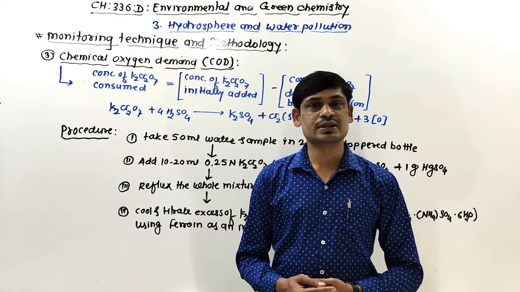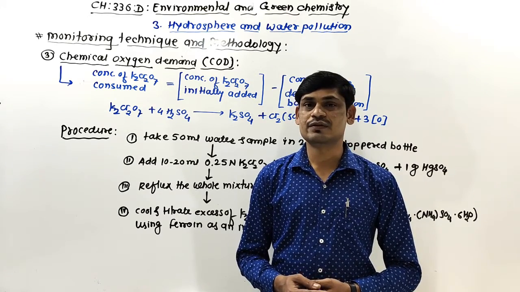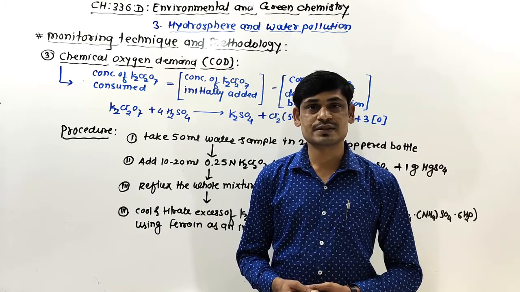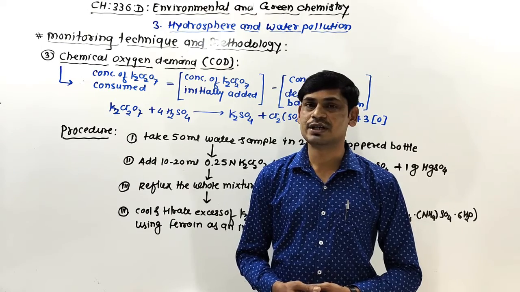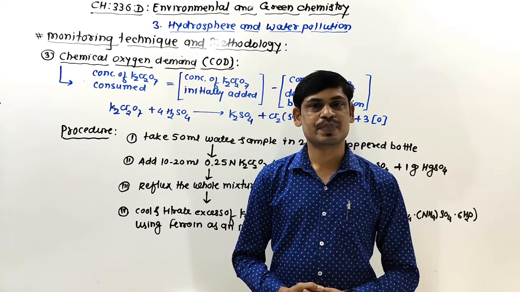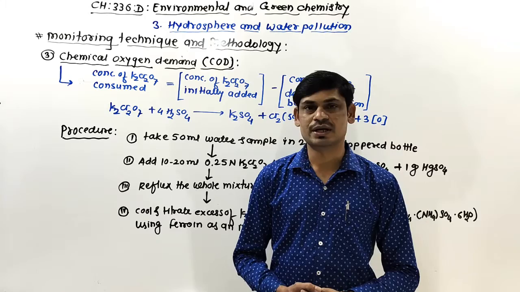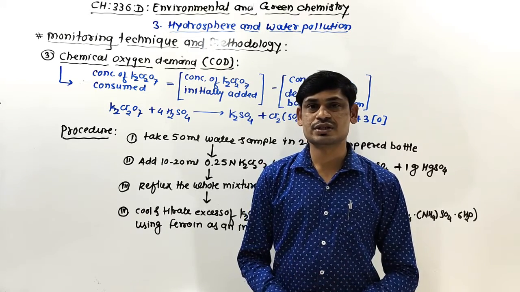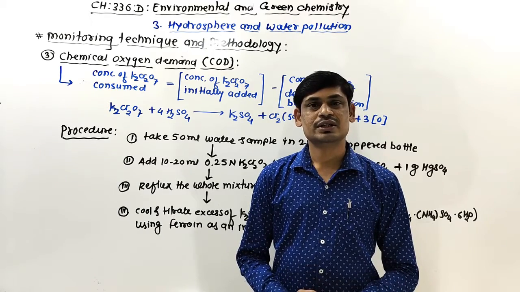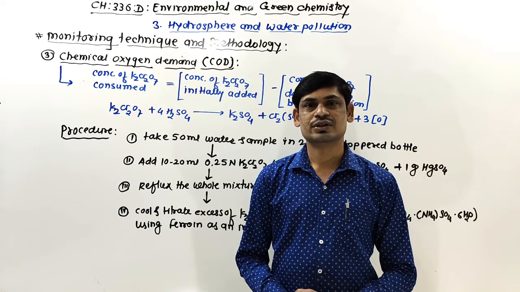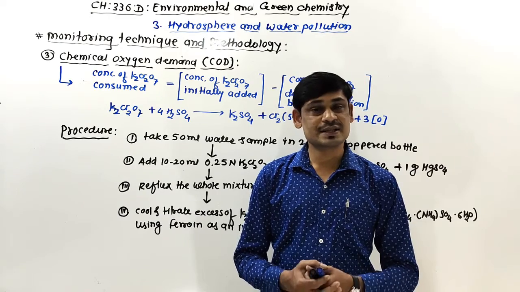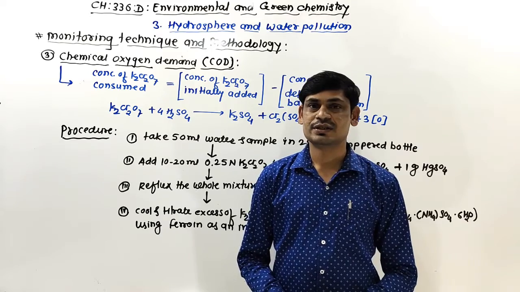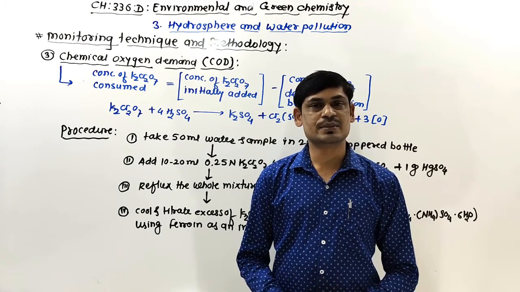BOD is nothing but the amount of oxygen required for the complete oxidation of hydrocarbons within a stipulated period of time by microorganisms, known as biological oxygen demand. And the chemical oxygen demand is the amount of dissolved oxygen used for the oxidation of organic matter present in the sample by using a certain oxidizing agent, known as chemical oxygen demand.